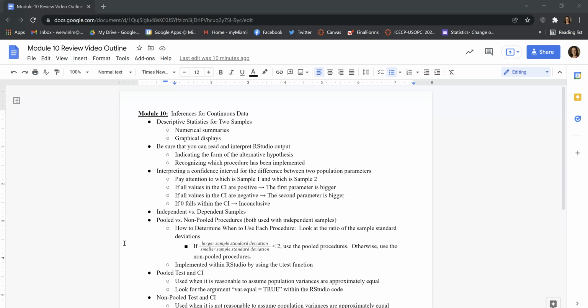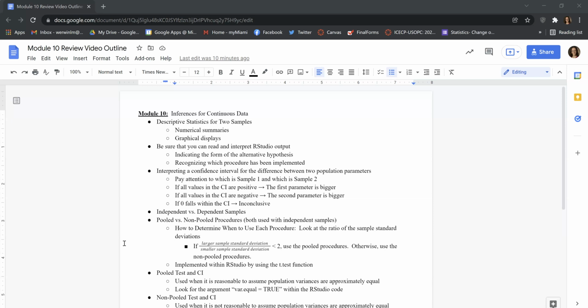If you have independent samples and you wish to compare the means from two independent samples, you can use either the pooled or non-pooled procedures. To reiterate again, both are used with independent samples. How do we determine whether to use the pooled or non-pooled procedures? Well, you have to look at the ratio of the sample standard deviations. When computing the ratio of the sample standard deviations, always put the value that is larger in magnitude on top.